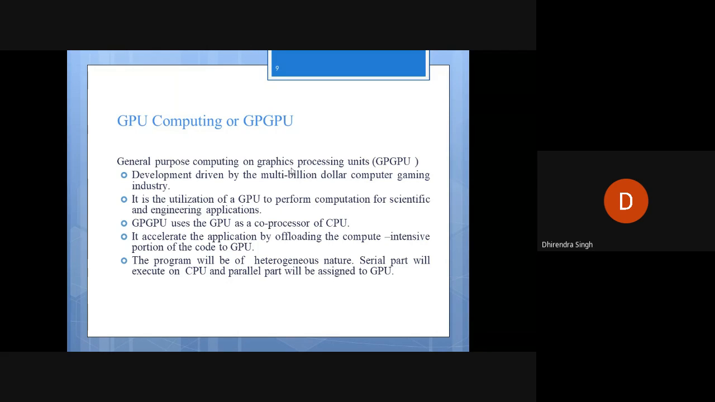So there are three companies basically whose graphics cards are very famous: NVIDIA, AMD, and Intel. These are the three major vendors which create graphics cards that we can use for this GPU computing purpose.